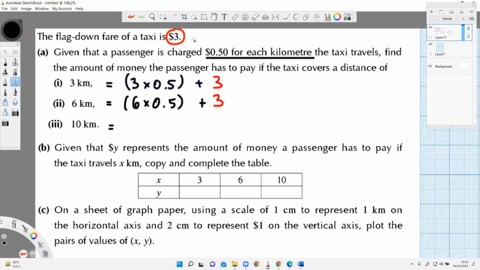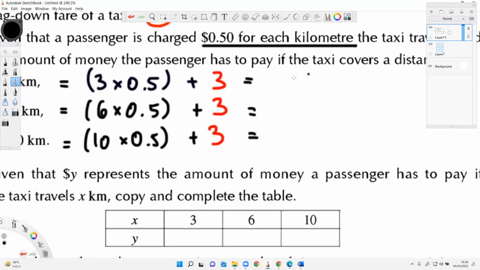So the flag down fare is fixed, unchanged, right? What is changing is the distance. The longer you go, the further you go, the more price you have to pay. Okay, 10, also 0.5, right? Each kilometer is fixed. The 3 is unchanged; only the distance travelled changes. See, I use another color so you can see it well.